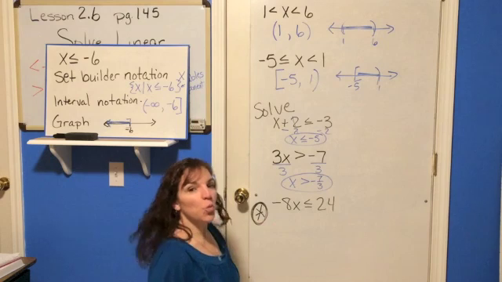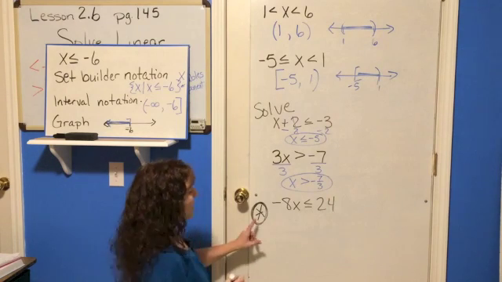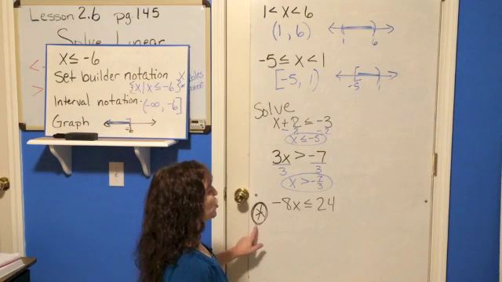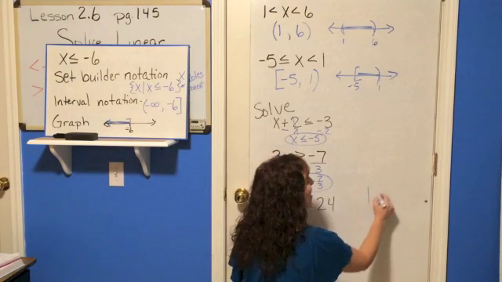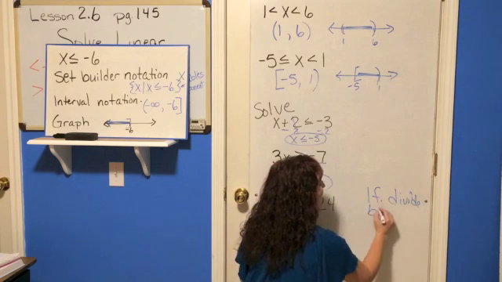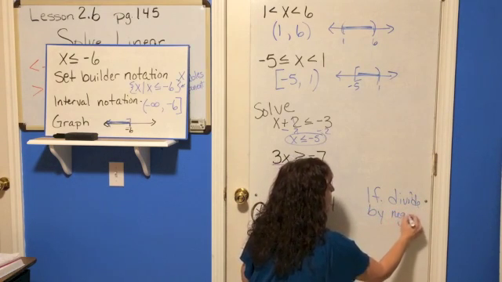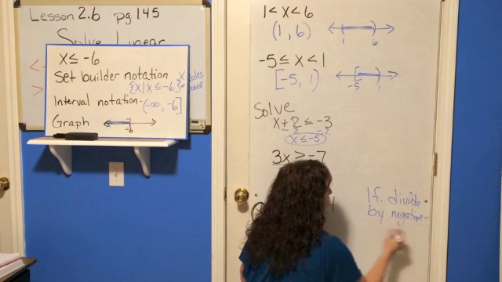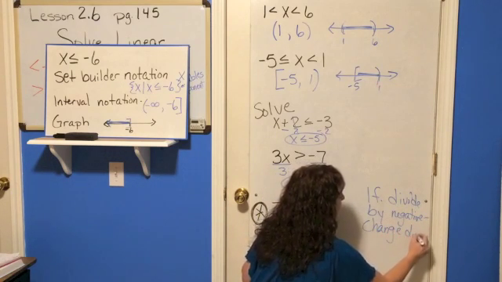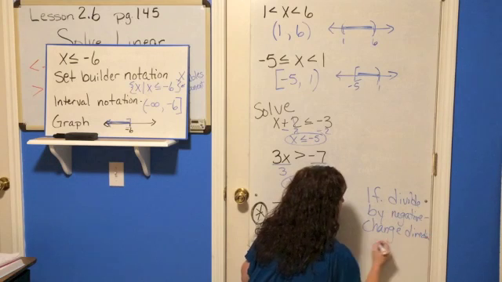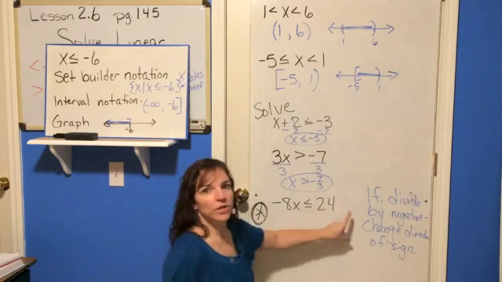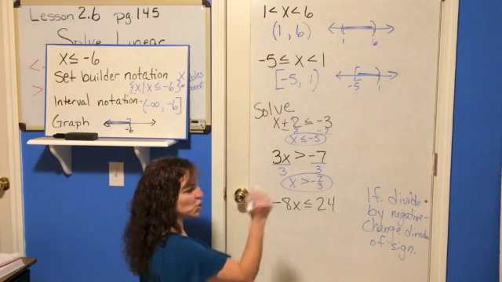All right, let's do one more similar to that, because there's a big star. I want you to put a big old star in your notes, and I want you to notate if you divide by a negative, change the direction of the sign. Have this somewhere in your notes so that you remember it, with a big star, big something.